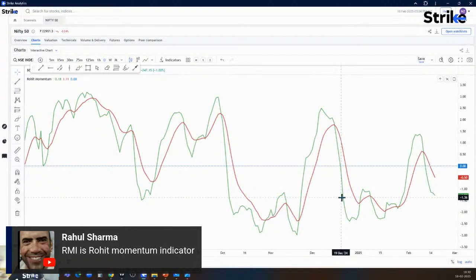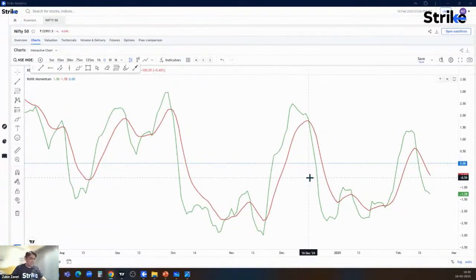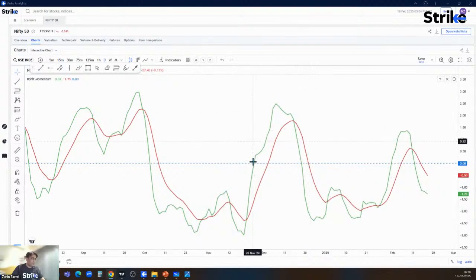Yes, Rahul Sharma, you are absolutely right. RMI is Rohit momentum indicator. So exactly what it is and how does it work, I will tell you. Now, green line is the RMI line and the red line is its average. It is an average line.